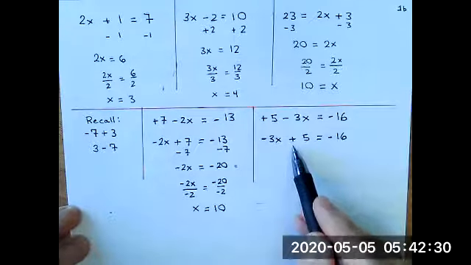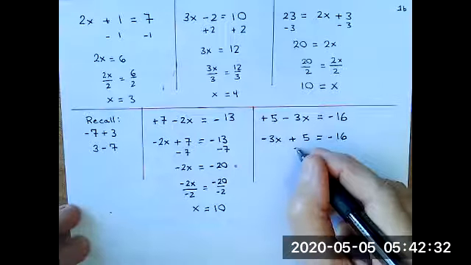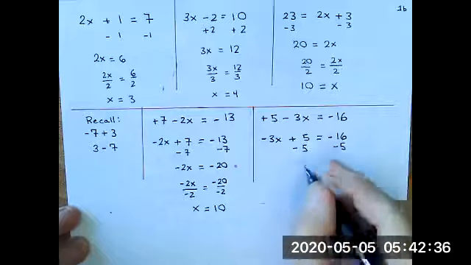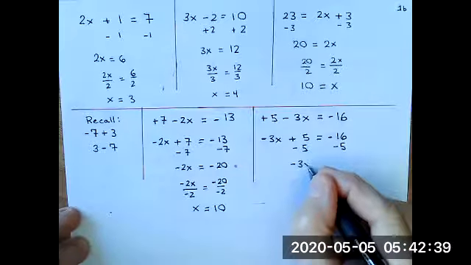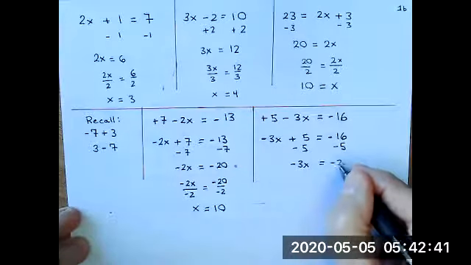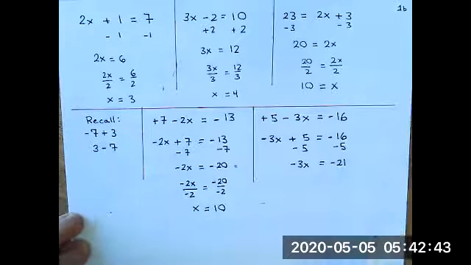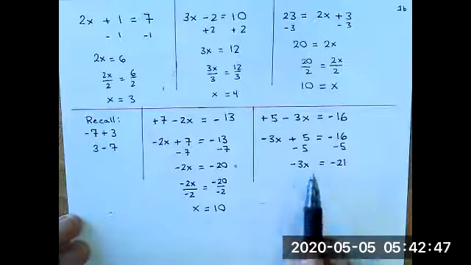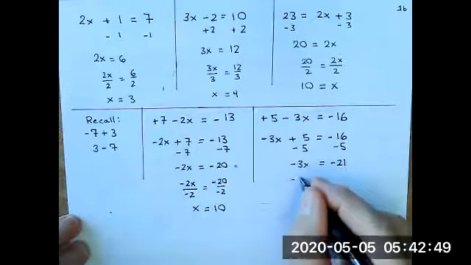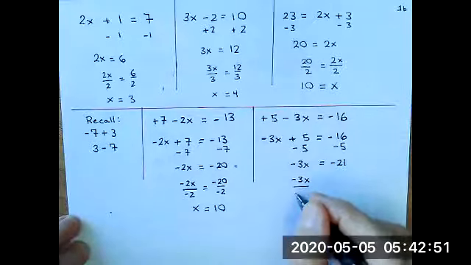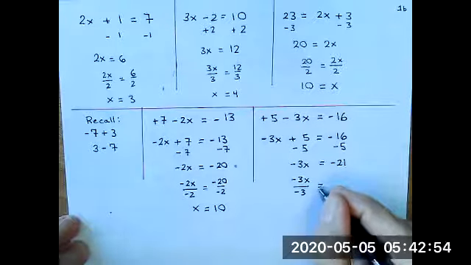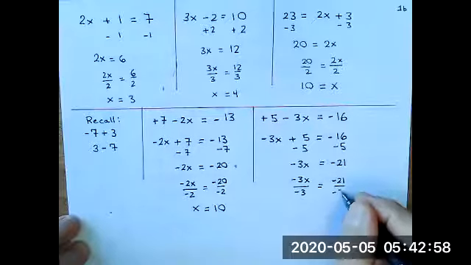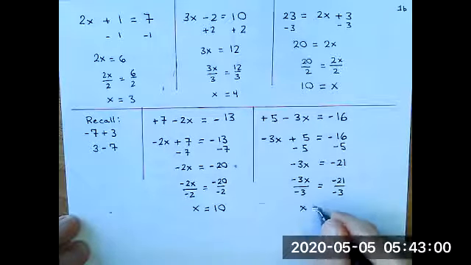We do the add, subtract first. So I'm going to subtract 5 from both sides. I get negative 3x is negative 21. The opposite of multiplying by negative 3 is dividing by negative 3. x equals 7.